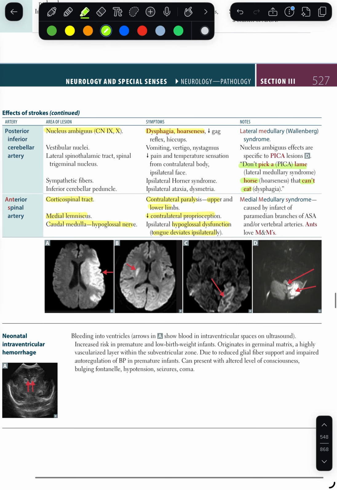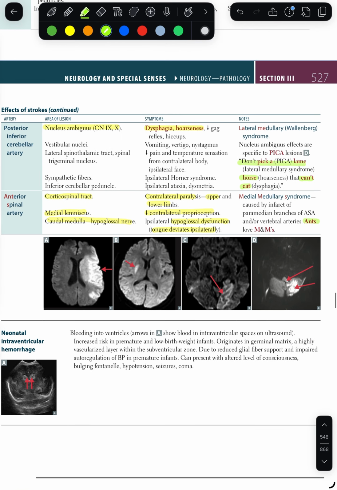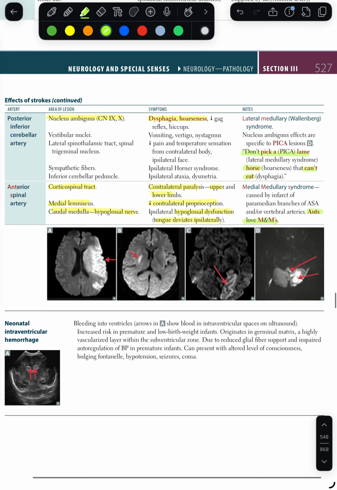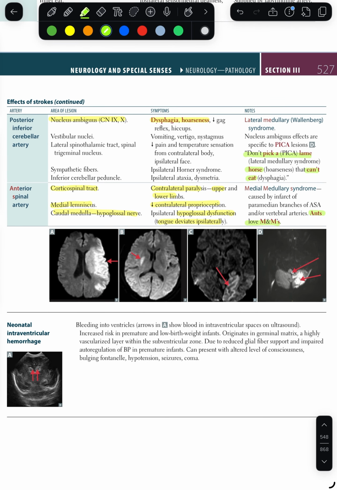And just know that, as written over here, ASA, the law of M&Ms: the anterior spinal artery causes a medial medullary syndrome. That's all you need to know about the posterior circulation.